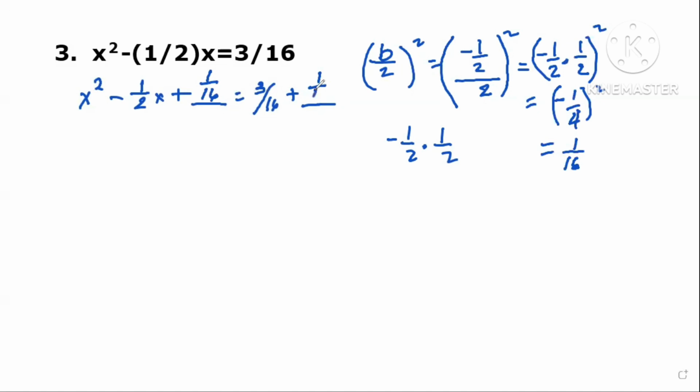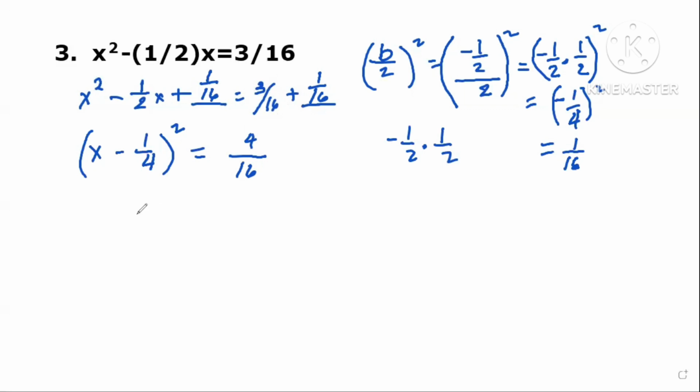1 over 16. So this is now a perfect square trinomial. So the factor is x minus 1/4 quantity squared. Diba? Equals, o dito, hindi na natin kailangan ng LCD, same denominator naman. All you have to do is to add the numerator. Diba? 3 plus 1 is 4.